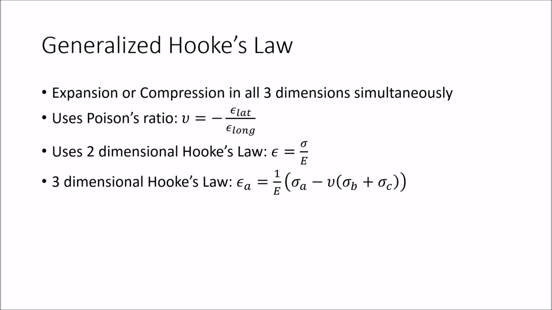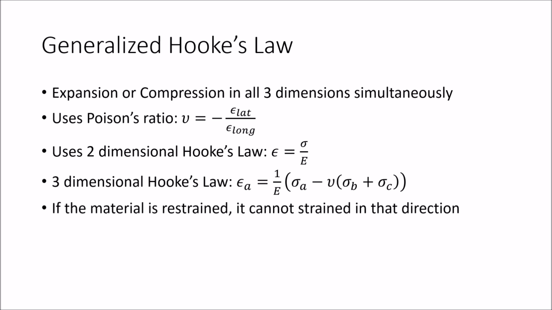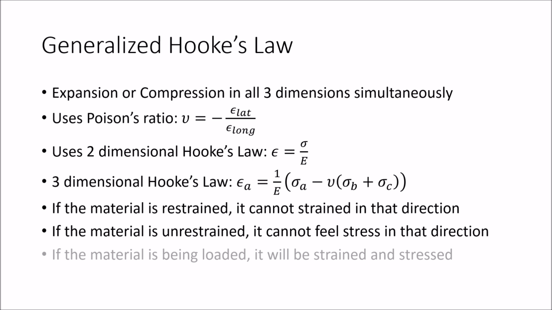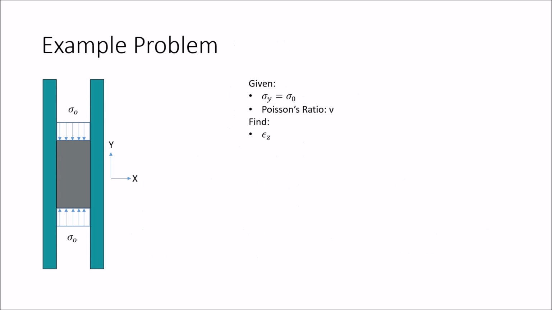Some important notes to make about 3D Hooke's law are: if the material is restrained, meaning that it can't grow or shrink, it will not have strain in that direction. An example is a wall. It can't grow past the wall. If a material is unrestrained, it cannot feel stress in that direction. If it is open in a direction and will never touch a wall, then there will be no stress in that direction. And finally, if the material is being loaded, it will be strained and stressed. If there is a load applied to the material in a specific direction, there will be both stress and strain present. Here is our example problem.